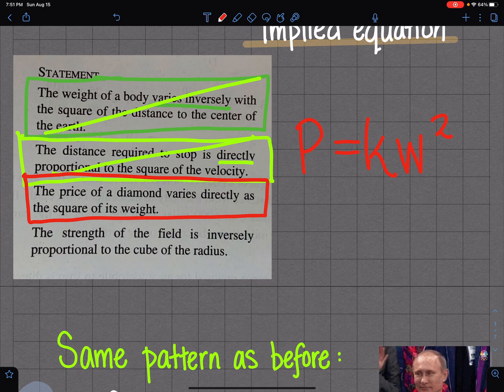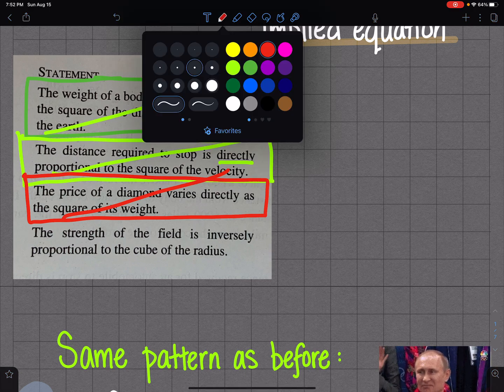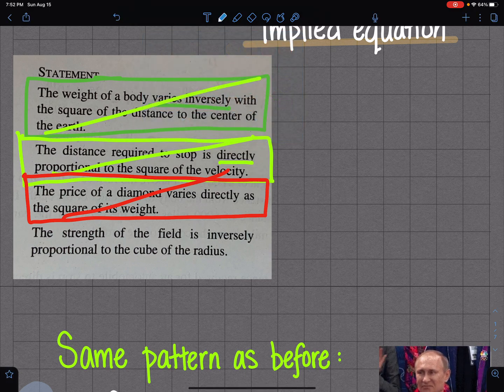All right, so that's it. You're starting to get it, right? So as the weight of a diamond goes up, the price is going to go up. Not just going to go up, but it's going to go up with the square of the weight. So it's going to go up quite a bit as you change the weight. All right, let's do the next one.